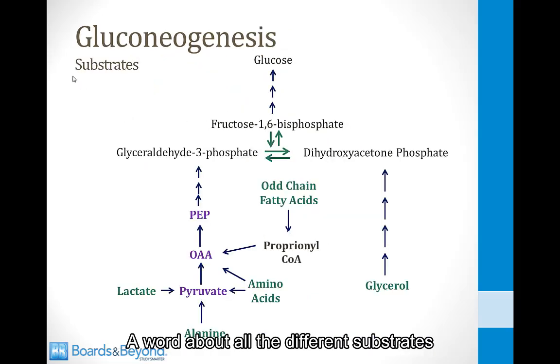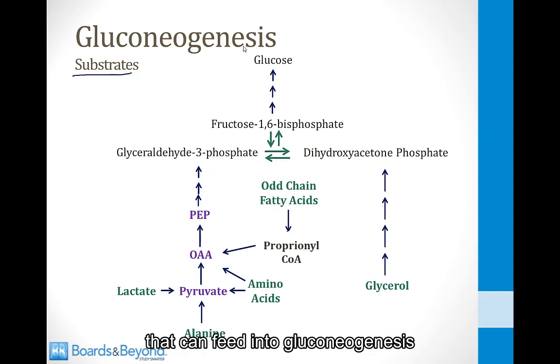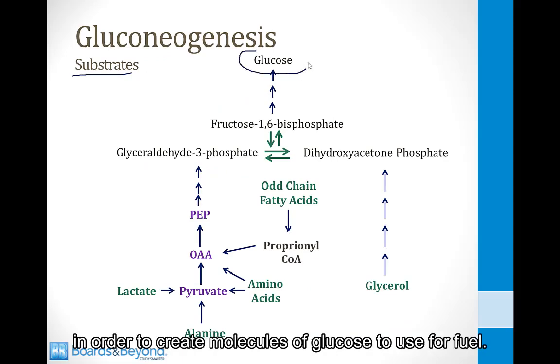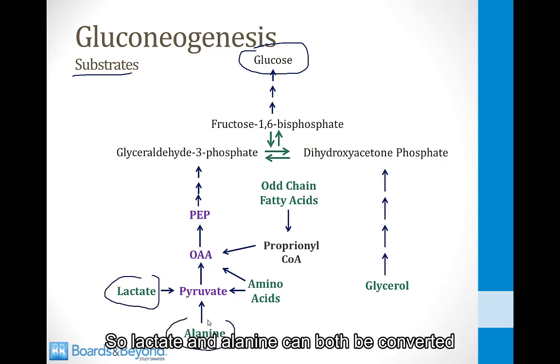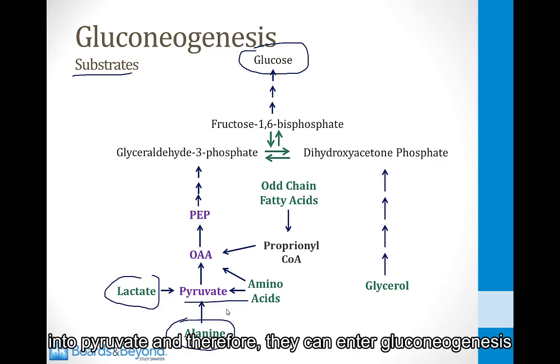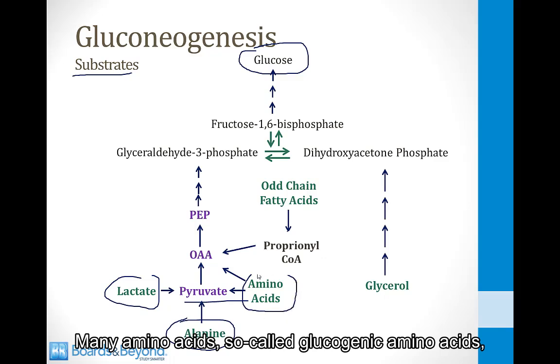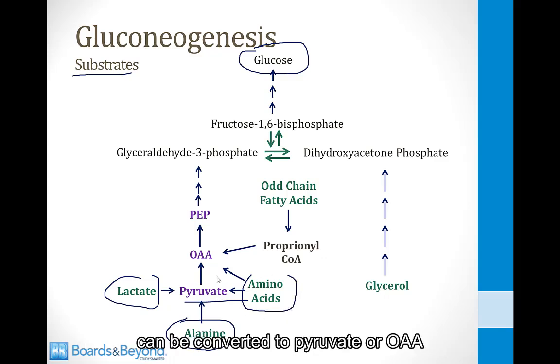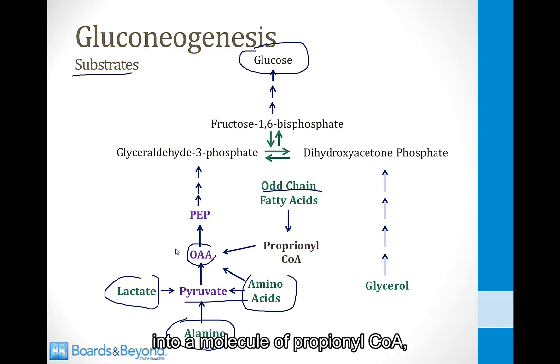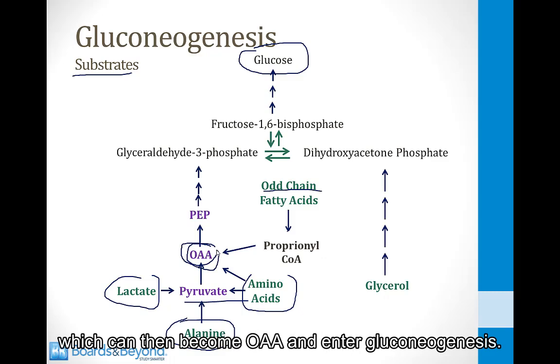A word about all the different substrates that can feed into gluconeogenesis in order to create molecules of glucose to use for fuel. So lactate and alanine can both be converted into pyruvate, and therefore they can enter gluconeogenesis and become glucose. Many amino acids, so-called glucogenic amino acids, can be converted to pyruvate or OAA in order to enter gluconeogenesis. Odd-chain fatty acids can be converted into a molecule of propionyl-CoA, which can then become OAA and enter gluconeogenesis.